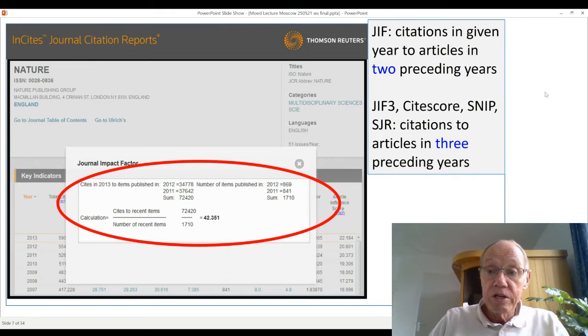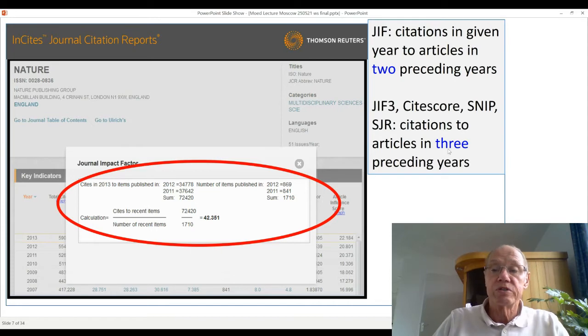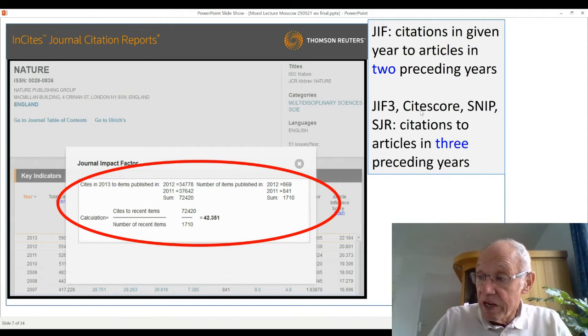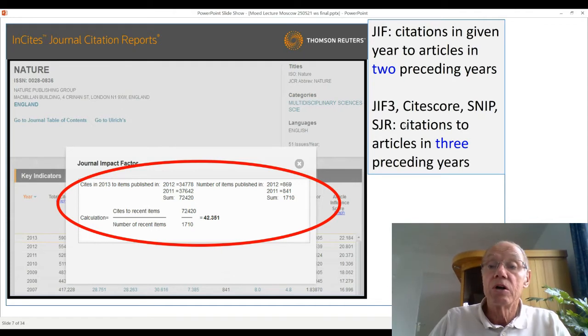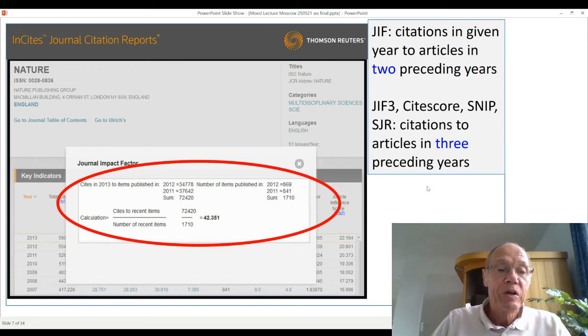But there are also journal impact factors or measures that use 3 preceding years rather than 2 preceding years. And typical examples are the CiteScore indicator in Scopus, but also the SNIP, about which I will talk later, or the Scimago journal rank indicator. They all are based on citations to articles in 3 rather than 2 preceding years. But from a statistical point of view, there's not much difference between the standard one and this one based on 3 preceding years.